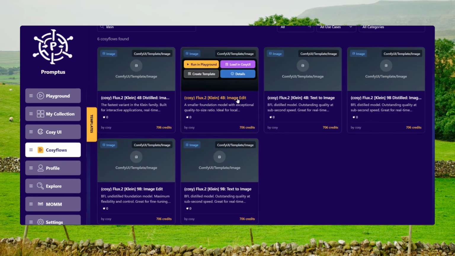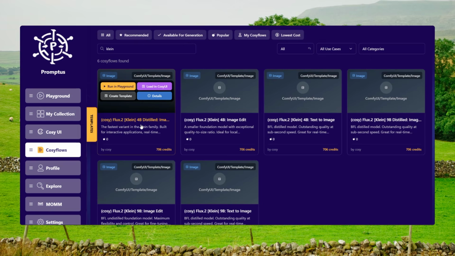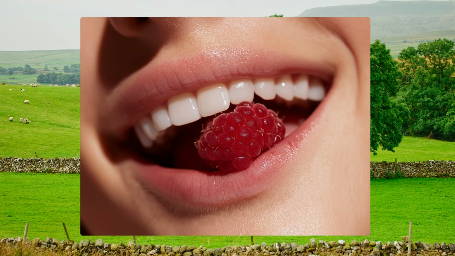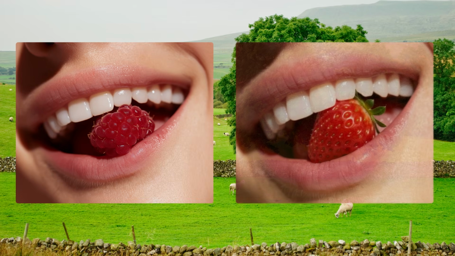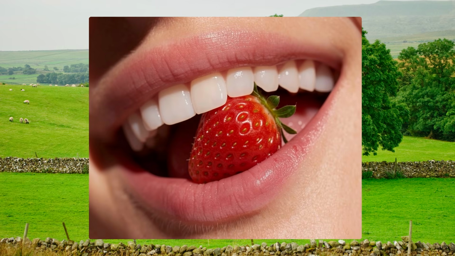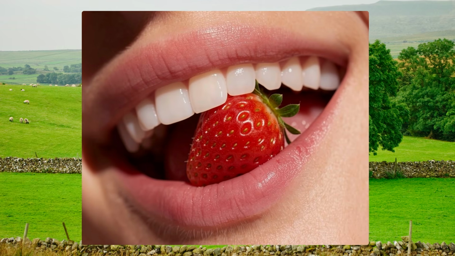Now, the awesome thing about Flux 2 Klein is not only is it an image generator, but it can also edit images just like Nano Banana. Let's edit this image with Flux Klein. Okay, so we feed it a close-up mouth shot, and we tell it, make it a strawberry. And Flux is like, okay.